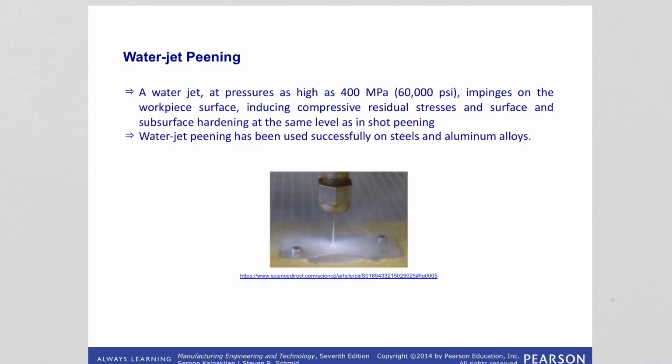Water jet peening. In this case, instead of laser or balls, we use a water jet. So the water jet impinges on the workpiece surface with the same principles we have learned, inducing compressive residual stresses and achieving subsurface hardening that is at the same level as in shot peening. This technique has been successfully used on steels and aluminum alloys.